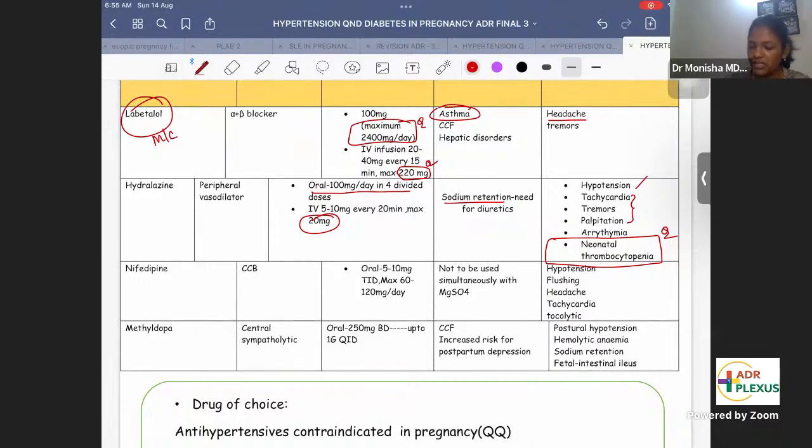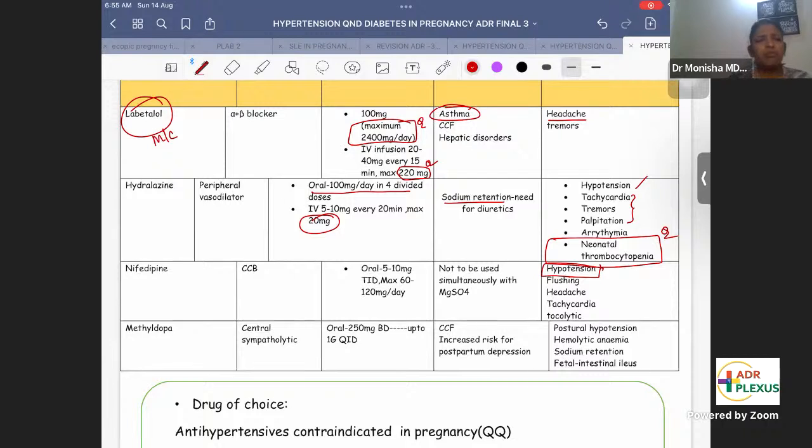What are the side effects? Again, start with hypotension, headache, tachycardia. Remember, the headache in the case of nifedipine is very excruciating pain. The patient may ask to stop the drug. So this you should not forget. Almost all the drugs have hypotension, but the most important side effect in the case of nifedipine will be headache.